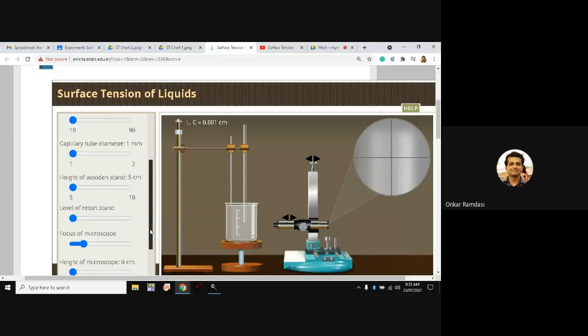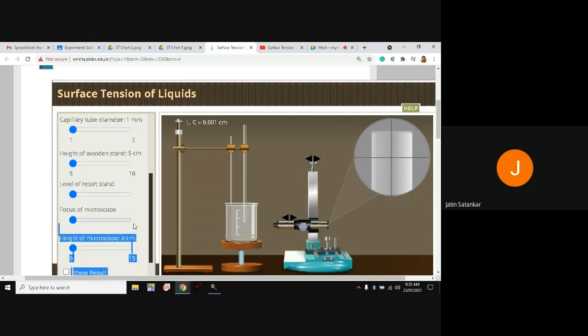Now the focus of the microscope I need to vary, because you can see on the right side the blurred image. If I want a sharp image, obviously I need to decrease this. Okay, can you see this sharp image now? Yes, sir. Then the height of the microscope you need to check.